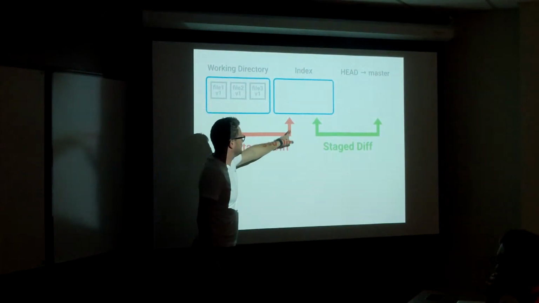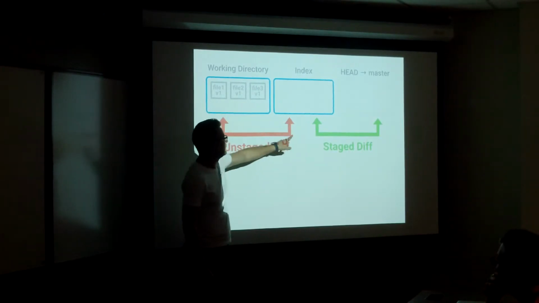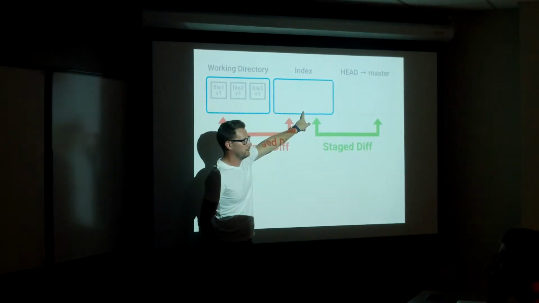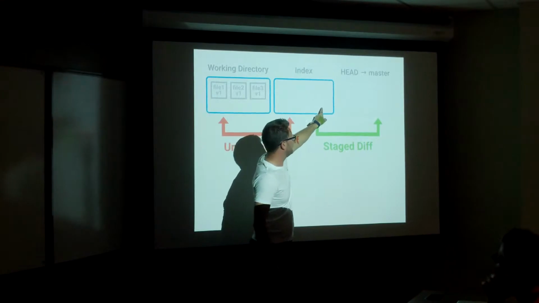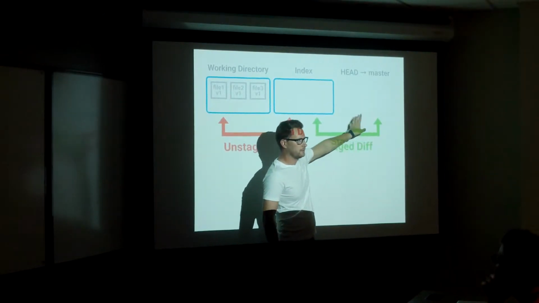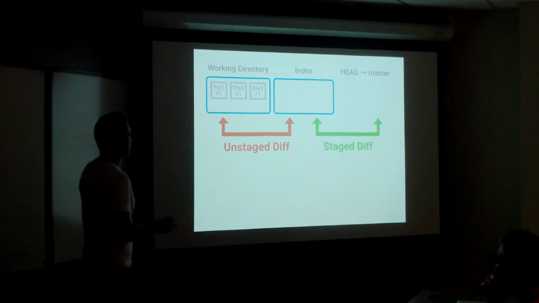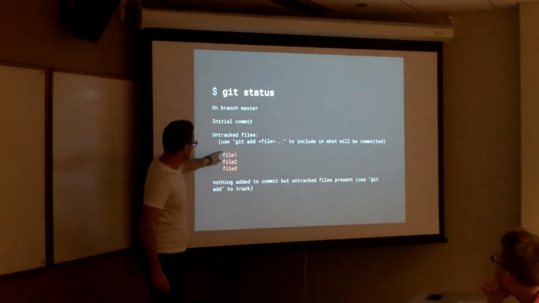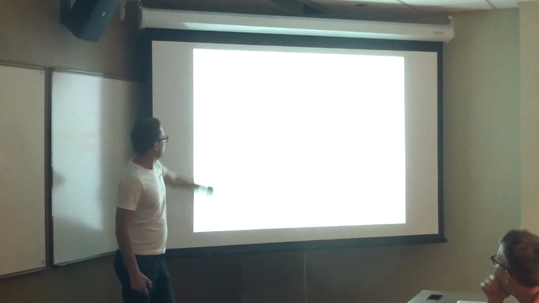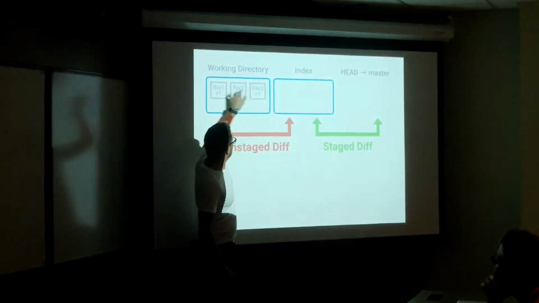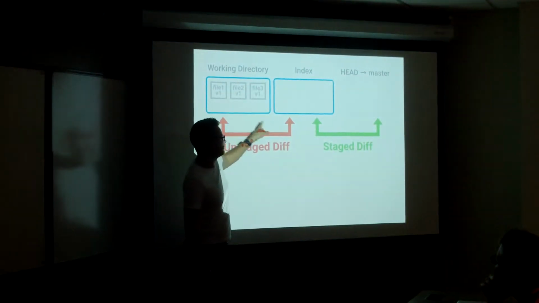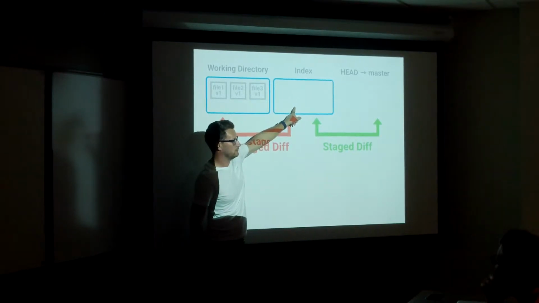Anything in red is the difference between working directory and index. Anything in green is the difference between index and head. That's it. That's all the red and green is. So when we look back at our thing here, we can see red is file 1, 2, and 3, because to go from here to here, this is the difference. File 1, 2, and 3 exist over here, and they don't exist over here, right?